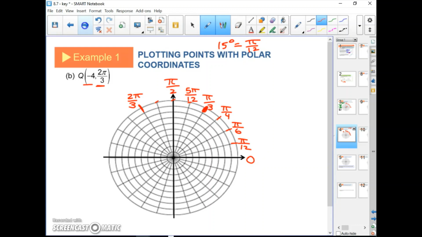Now, notice this negative 4. This negative 4 just means the opposite direction. Okay? The opposite direction. And so really what we would do is identify the direction of 2 pi over 3, but we would go in the opposite direction. So count off 4 in the opposite direction, and that's where point Q would be.